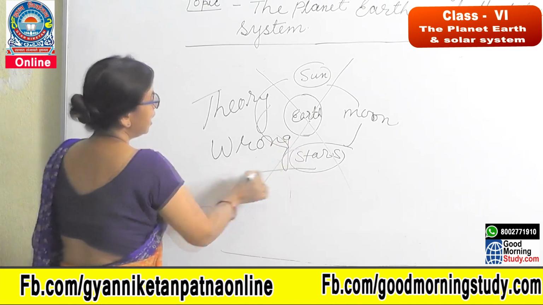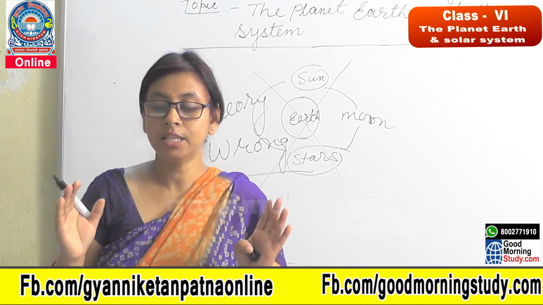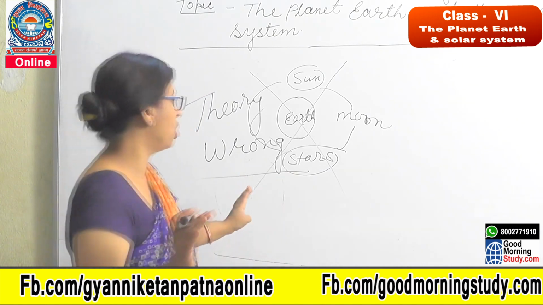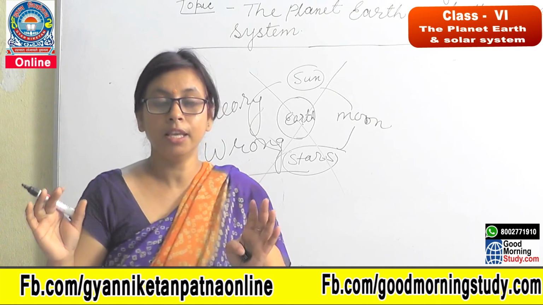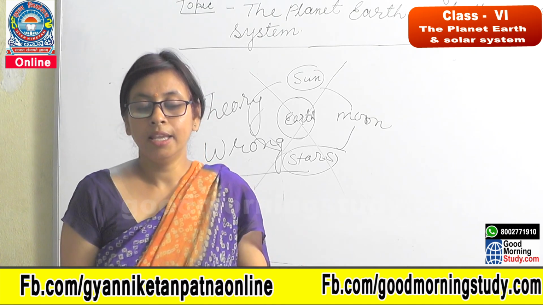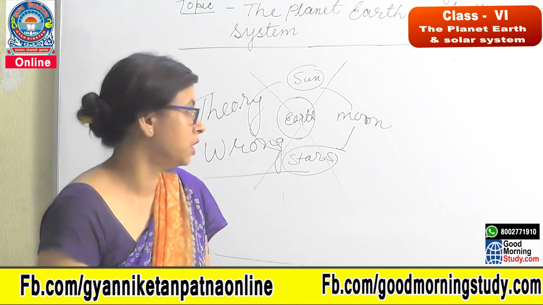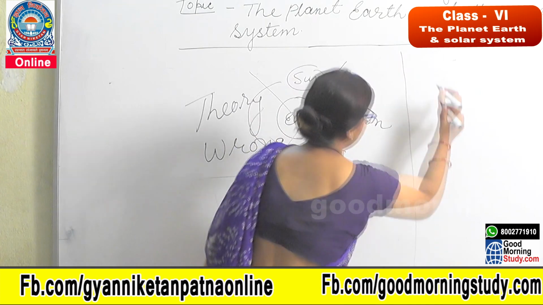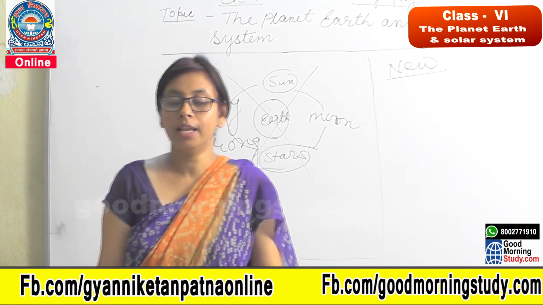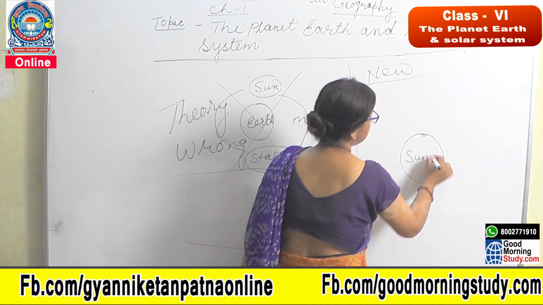Who proved this theory wrong? Yes. In the 16th century, Nicholas Copernicus proved that this theory was wrong. Some years later, he said that this theory is wrong, but he didn't invent or discover anything to prove that it is the wrong theory. Then, some years later, Galileo Galilei, an Italian astronomer, also insisted that the sun was the center of the universe. Now, what new theory came? The new theory given by Nicholas Copernicus and Galileo Galilei is that the sun is in the center.